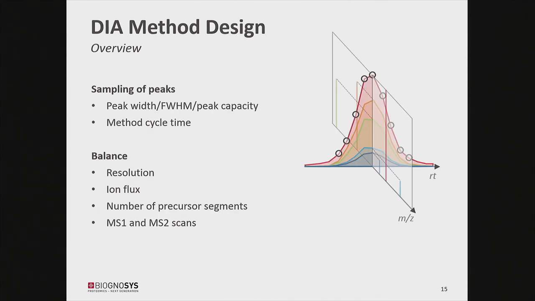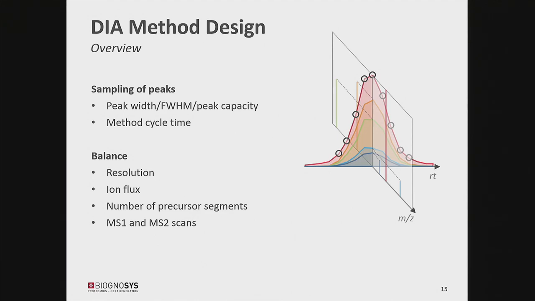So also in the course of this work, we were looking at how you can make good DIA methods. And of course, we wanted to generate good methods on an Orbitrap instrument. And what you can see here is a peak depicted basically in the dimensions you have in the data.